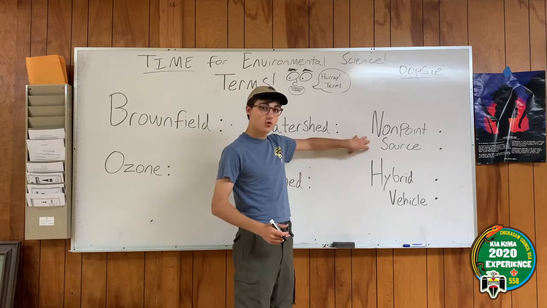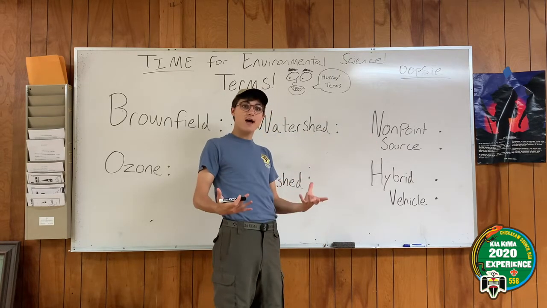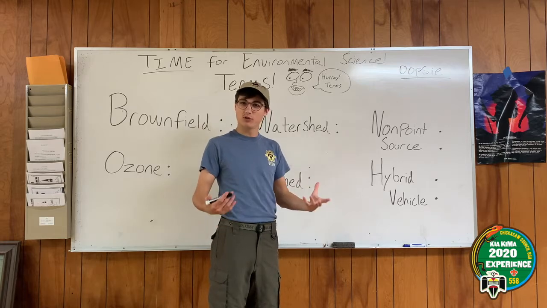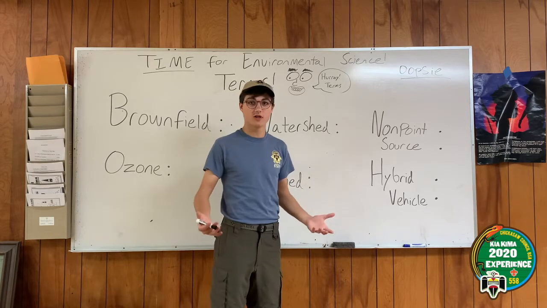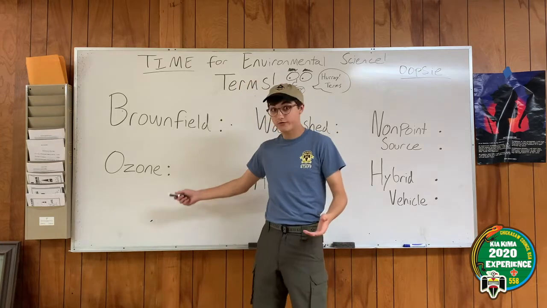A non-point source is essentially a point of pollution. Think like cows are a non-point source of pollution for a river that's nearby because they're always pooping in it and they're always farting. That's the methane. Also, bad for the ozone.